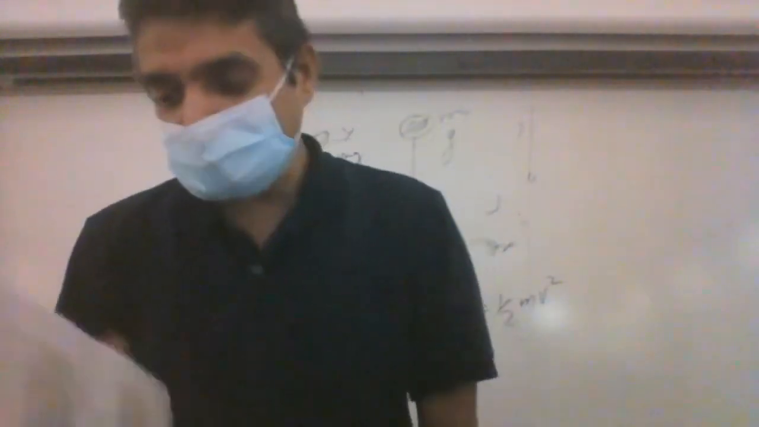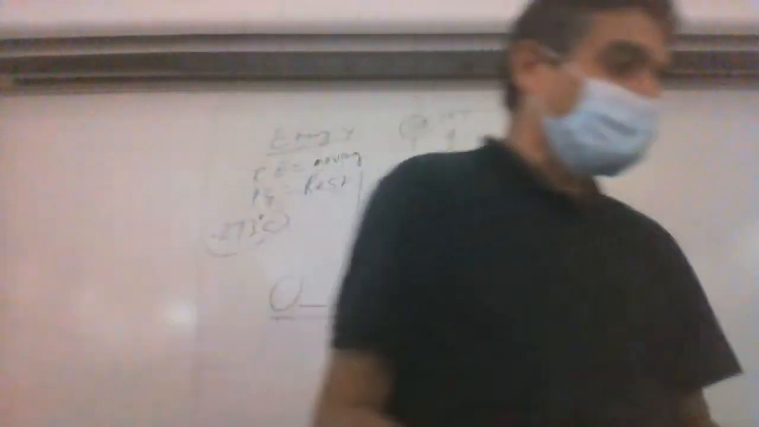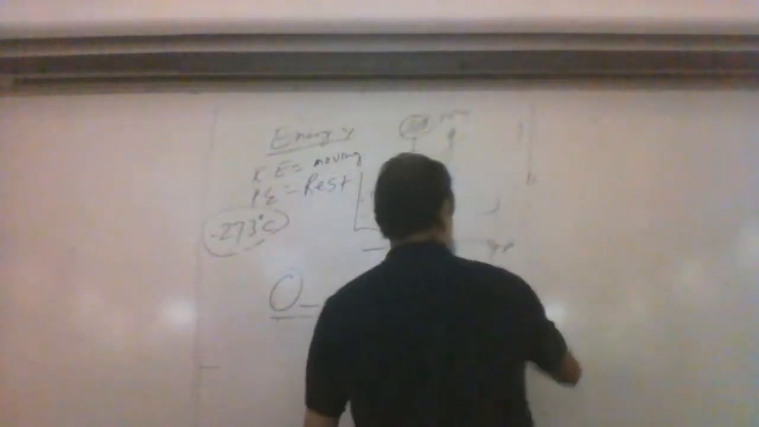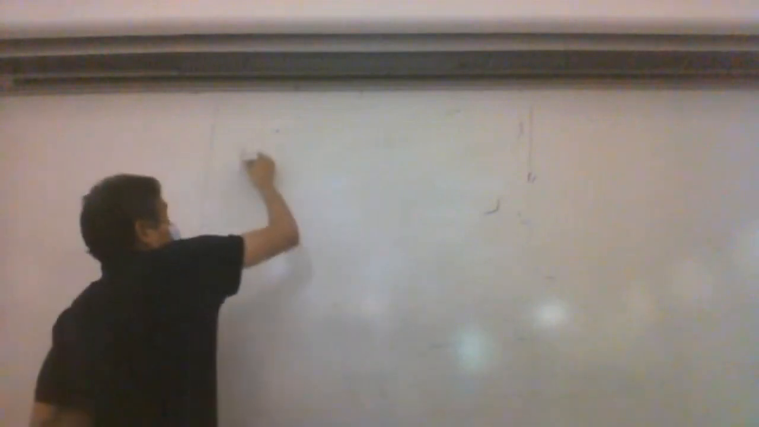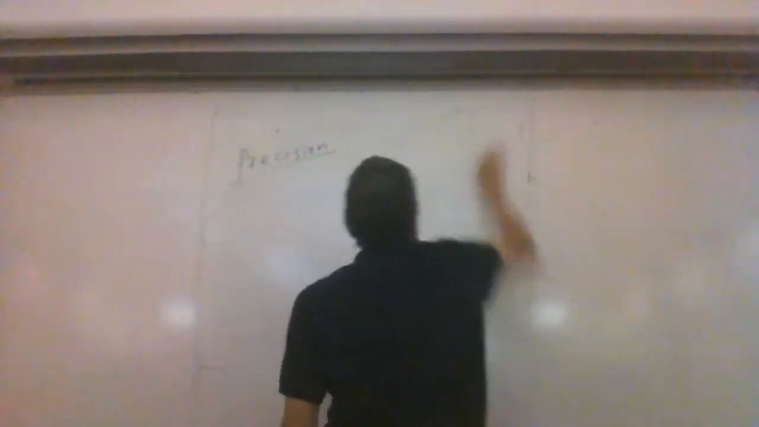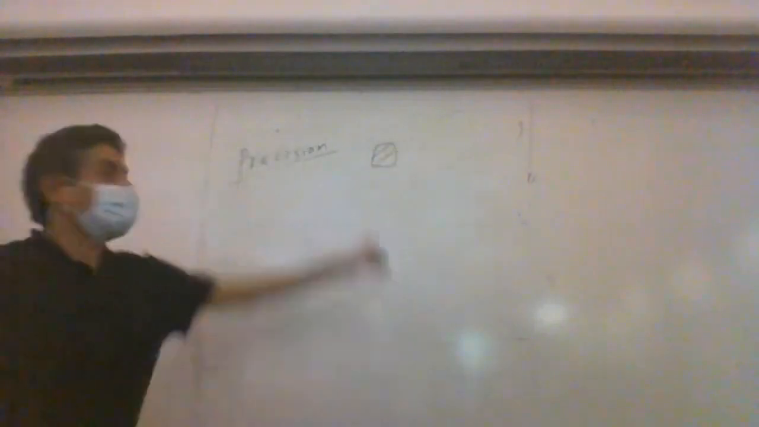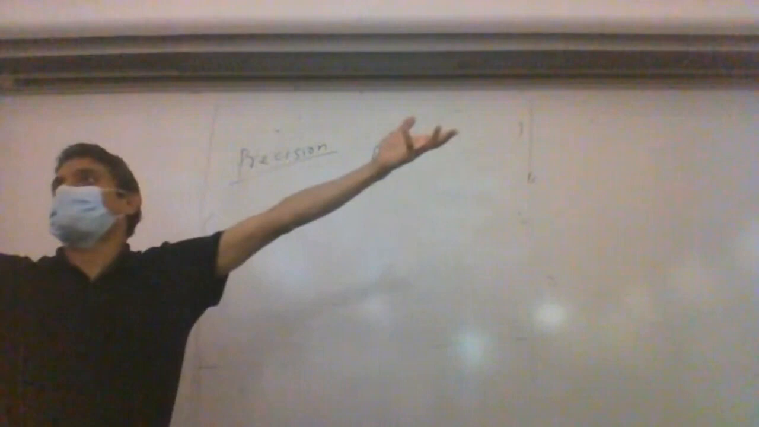So now let's see a couple of things here. Accuracy and precision. When we do laboratory experiments, there are a couple of terms we need to know. Precision. So what is precision? Let's say I tell you to measure the mass of this guy here. So this is a thing, you need to measure the mass, right?